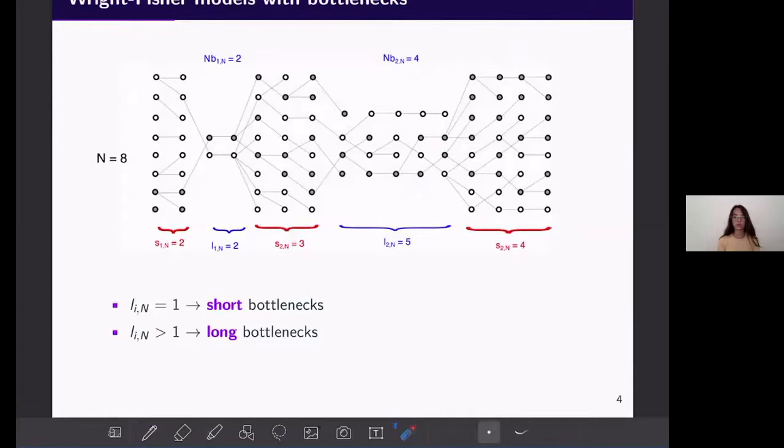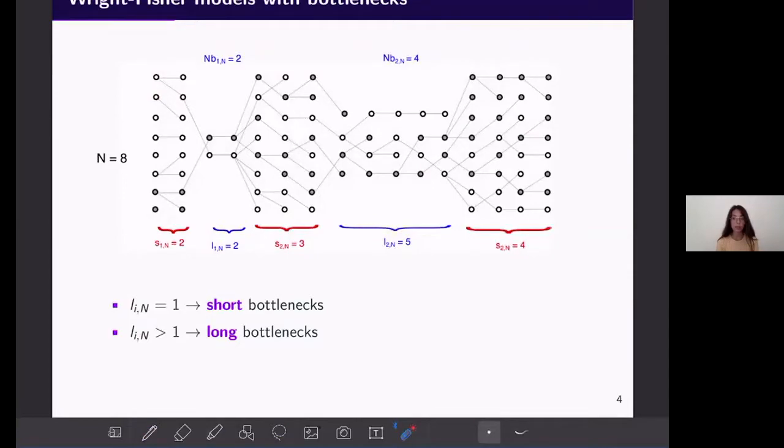To do so, we introduce the Wright-Fisher model with bottlenecks. In the model parameterized by n, the population size is equal to n most of the time. So here, here, and here. The duration of those times is parameterized by a random variable S. But sometimes there is a catastrophe and the population size is reduced to this quantity here, n_b. Here it is 2 and here it is 4, for a time parameterized by a random variable L.